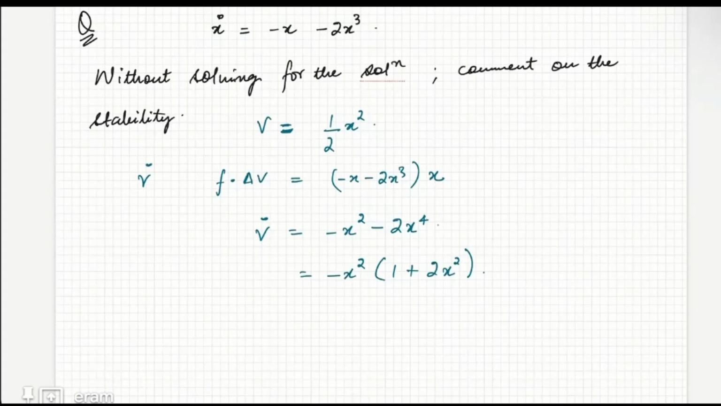This derivative of the Lyapunov function is negative definite because this term is negative and it is 0 only when x is 0. So we started with a positive definite Lyapunov function and came across a derivative of V which is negative definite, meaning it is negative in the whole region except at the origin. Because it is 0 only at the origin, the system will be asymptotically stable.